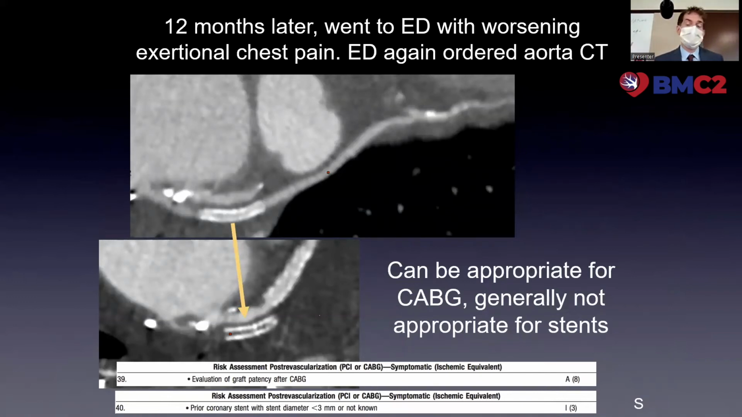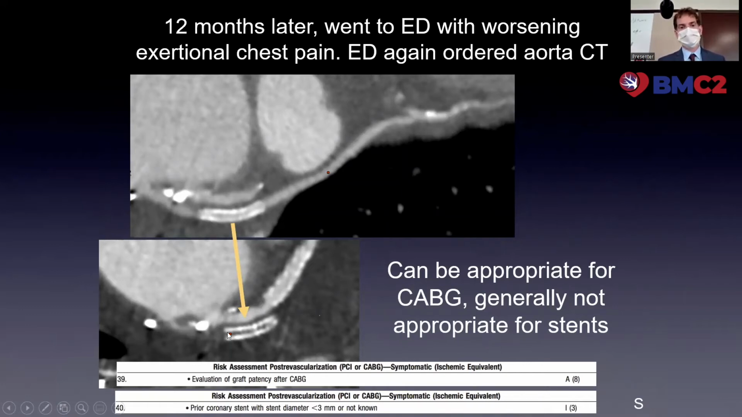Twelve months later, the patient came back to the ED with worsening chest pain. And again, the ED ordered an aorta protocol CT. This was not a coronary CT, but it was an aorta protocol. And we were able to actually take a look. And one of his grafts had gone down. So you can see here's the original CT with this graft that was open.